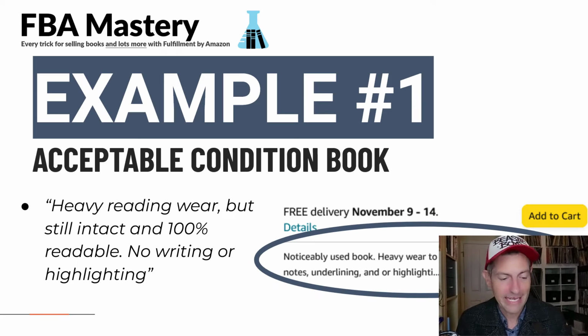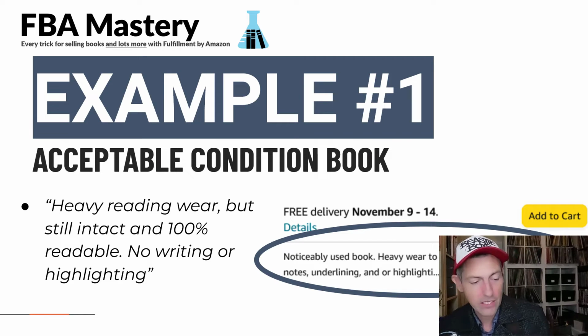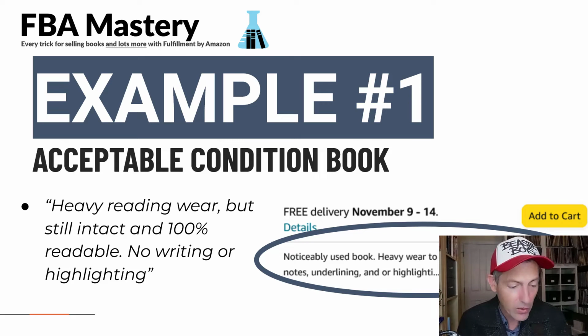Which brings us to example number 1. Here is a note you can copy and use. Heavy reading wear, but still intact and 100% readable. No writing or highlighting. Now, I think this condition note could actually stand to be a little more specific in terms of the damage, but you'll notice I also conveyed here that it's intact and 100% readable. So again, the damage does not interfere with the actual functionality of the book.